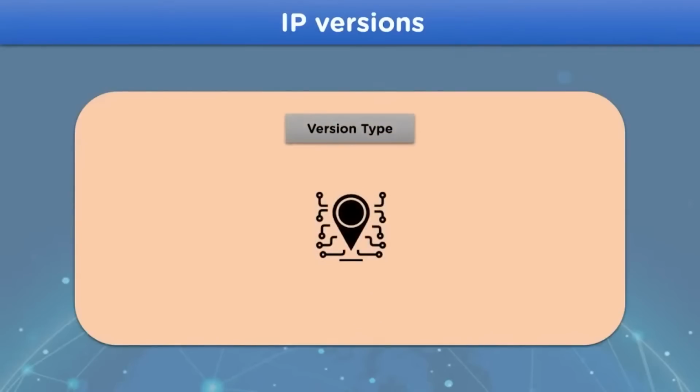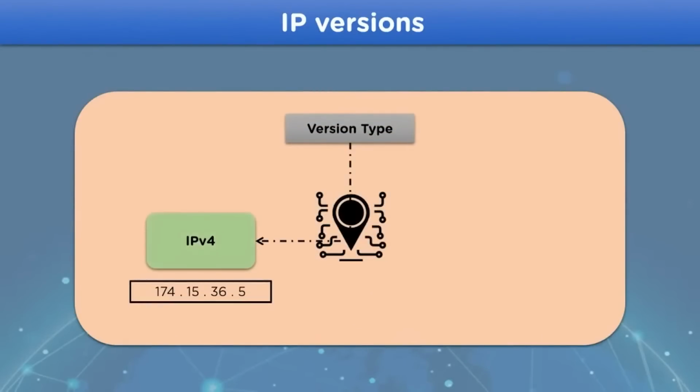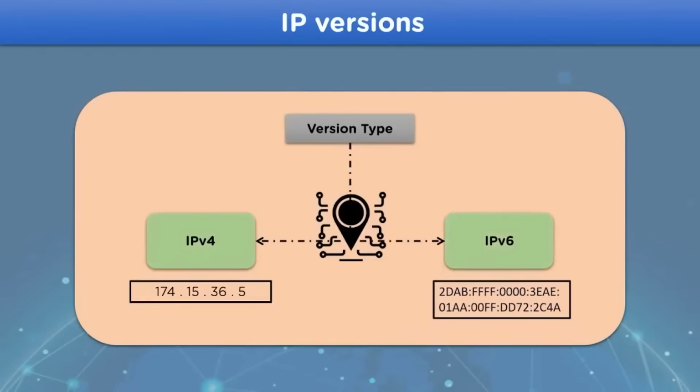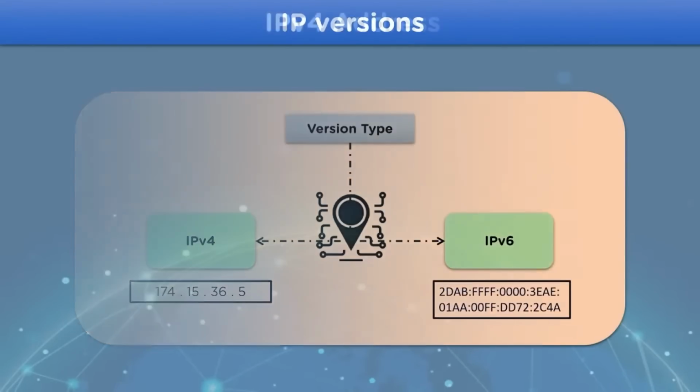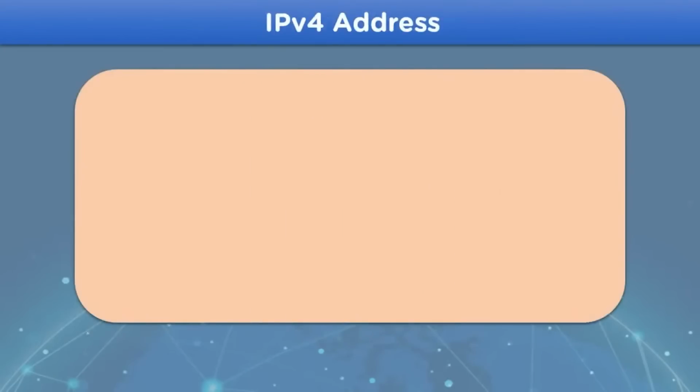IP addresses can be divided into two types, where the first type is known as IPv4 address, whereas the other is known as IPv6. Let's take a look at both of them in detail. For the first one, we have the IPv4 address.